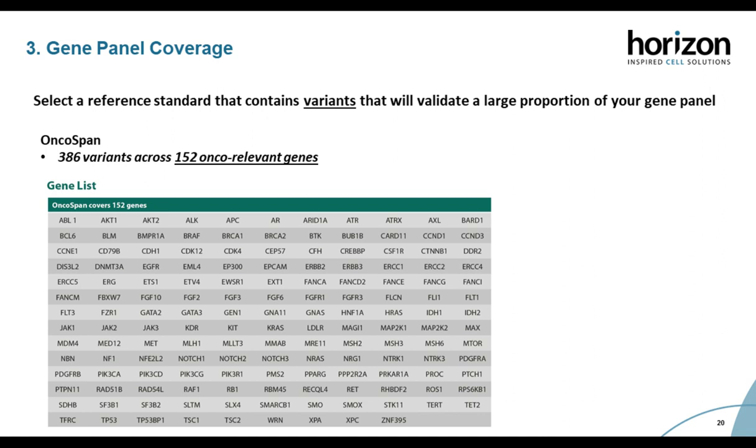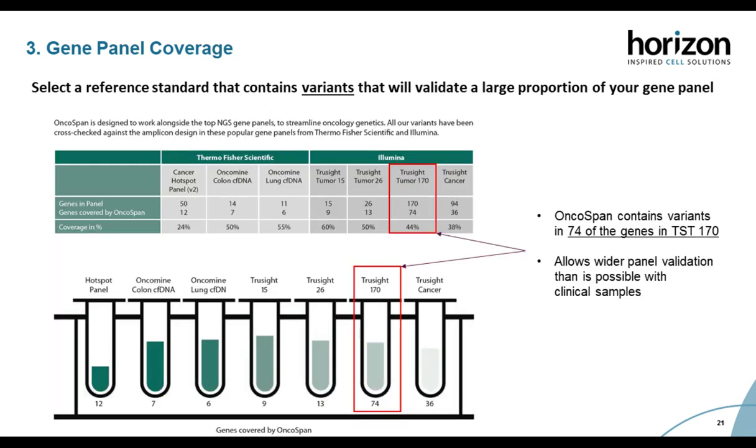In the table there, you can see the gene list of the 152 genes that are covered in this product. And this slide outlines how OncoSpan can be used across different gene panels. So we've done the comparison to see what the gene coverage is like on the main commercial gene panels in use. To point out one aspect in particular, you'll see on the Illumina TrueSight Tumor 170 gene panel, OncoSpan reference standard covers 74 genes within that panel.